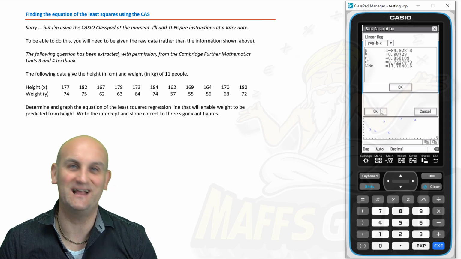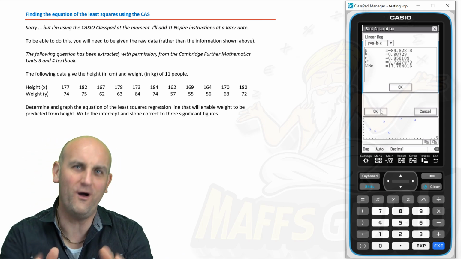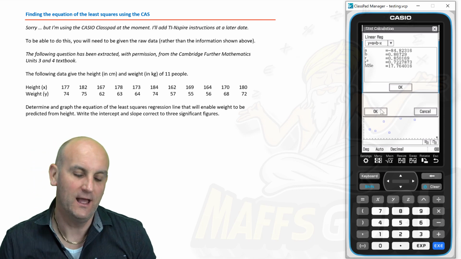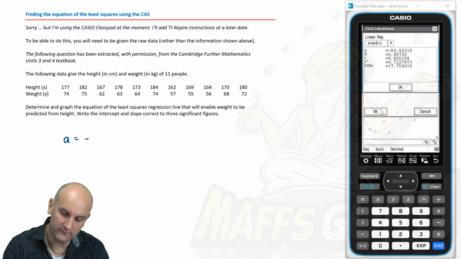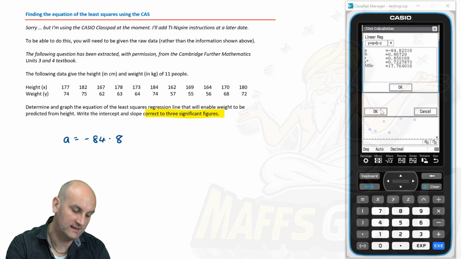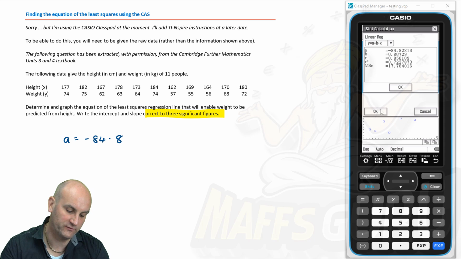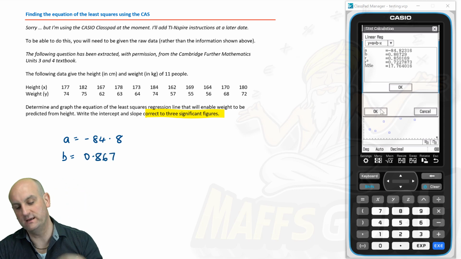Click on OK, and up come my values of A and B. And as it turns out, this was the actual data. Whoa, Cambridge, you tricked us. And what do we notice here? Well, we have my A value as minus 84.8, which when we round it, in this case it wants it to 3 significant figures. Be very careful to always make sure you write these things in the way that it is asking you to do it. Okay, so A is minus 84.8, and my value of B in this situation is going to be 0.867. All right, so there's my A and B.